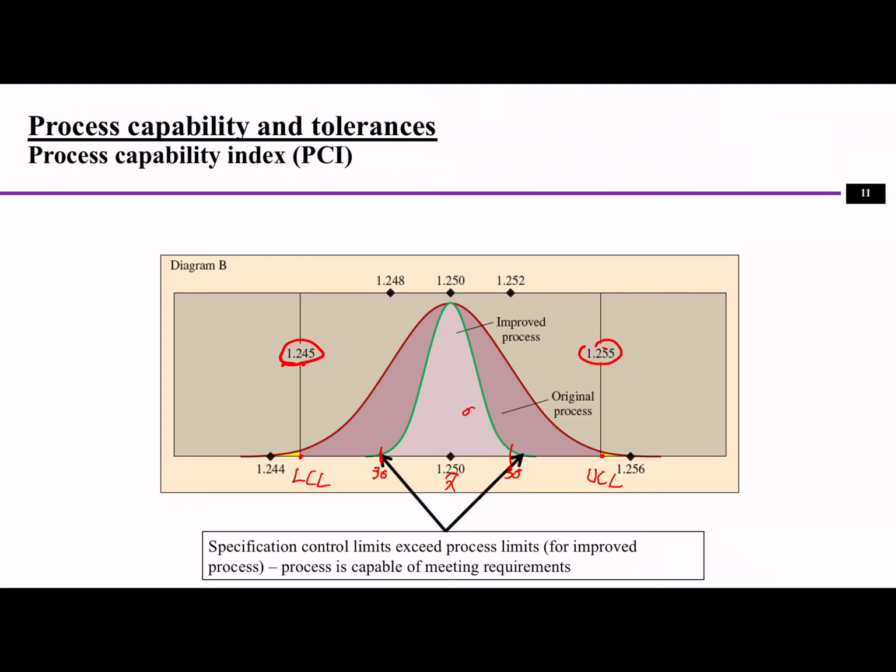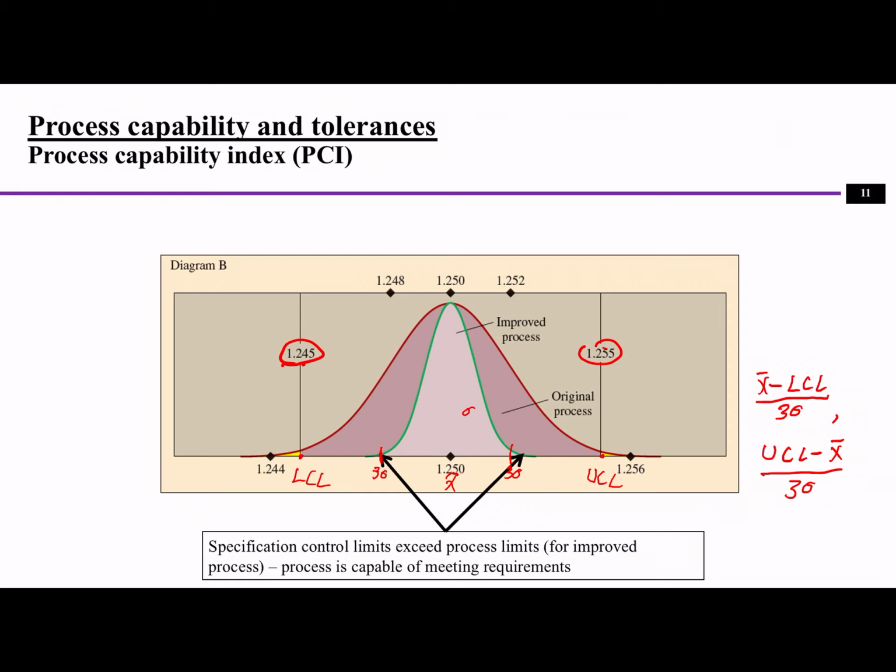In this case, X bar minus lower control limit divided by 3 sigma, right? So this is the first value. And the second value is upper control limit minus X bar, or the mean, divided by 3 sigma. Now you can see which value is bigger.